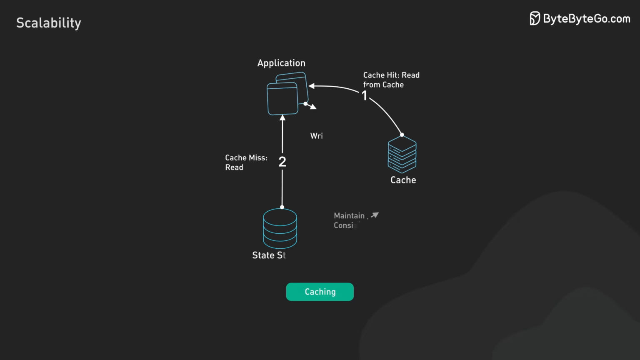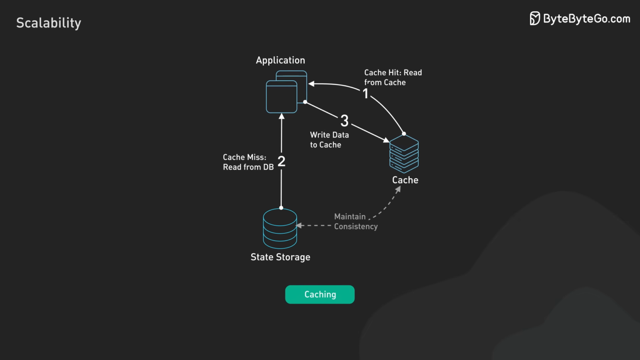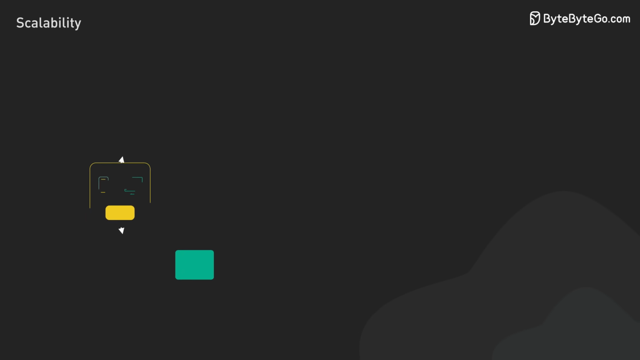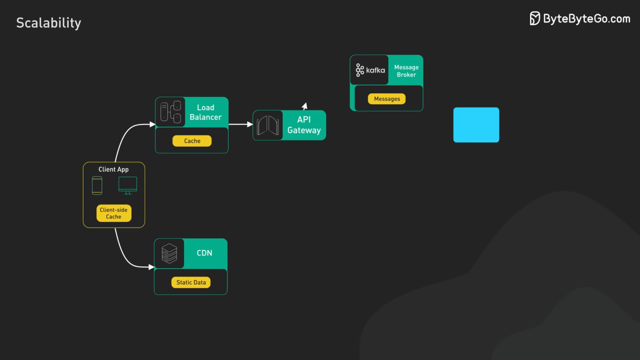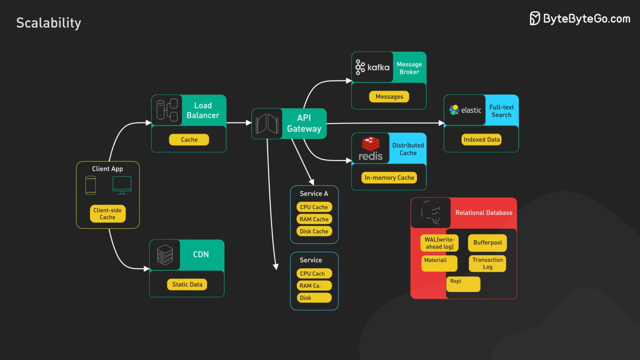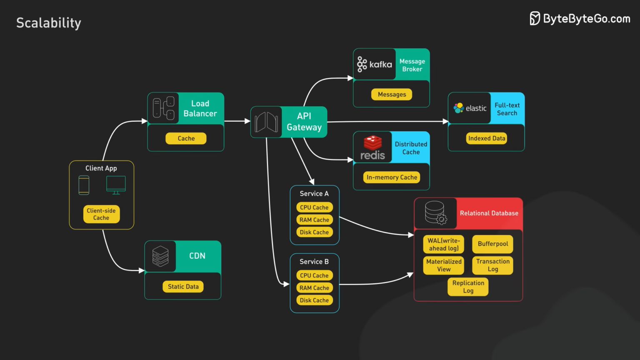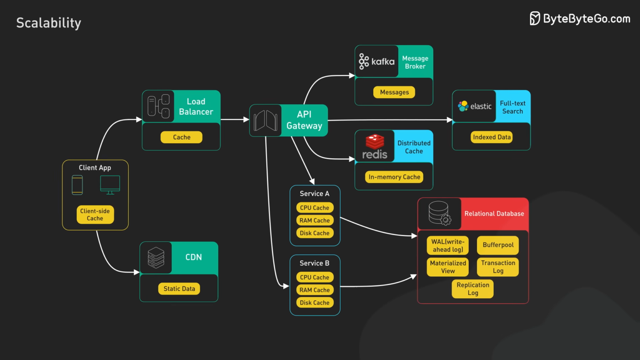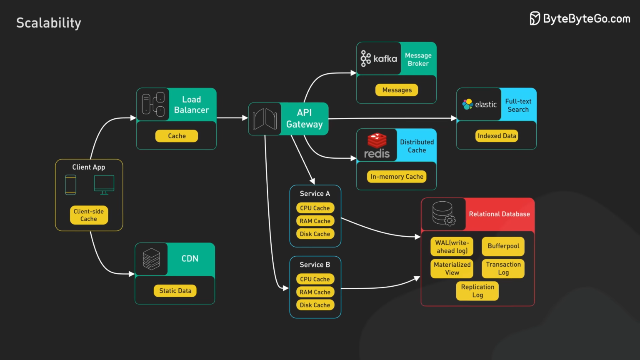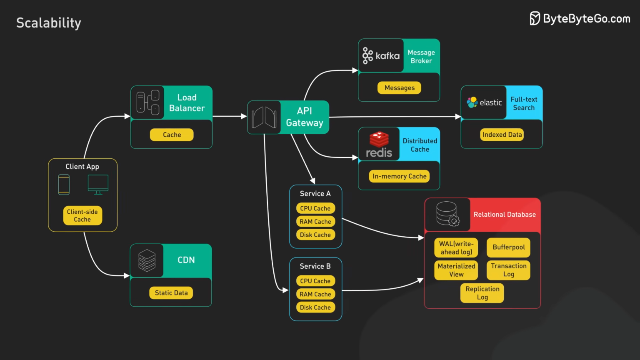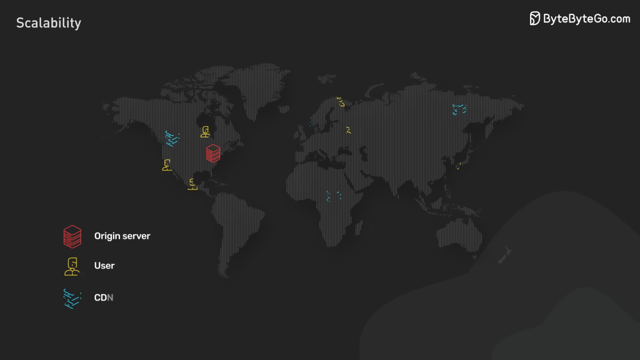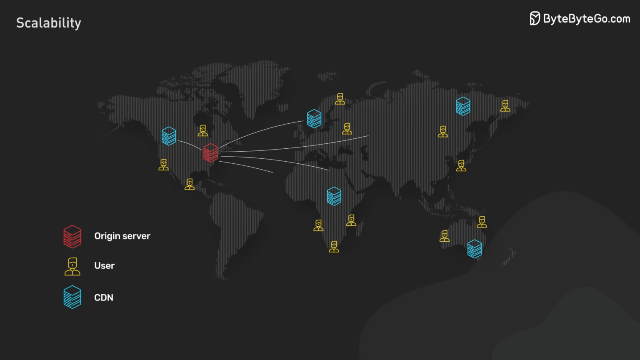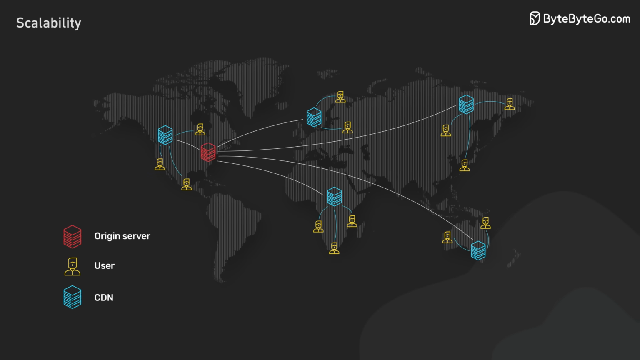Next up, caching. Caching is like giving our system a short-term memory boost. By storing frequently accessed data closer to where it's needed, whether that's on the client side, server side, or in a distributed cache, we can significantly reduce latency and decrease the load on our backend systems. Implementing a content delivery network can also offload traffic and improve response times for users globally.